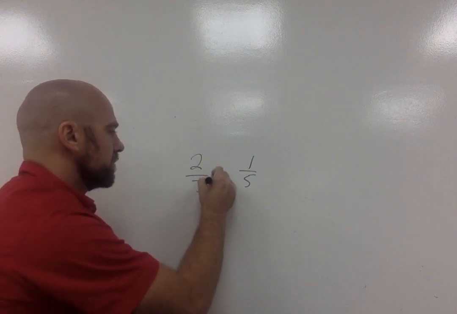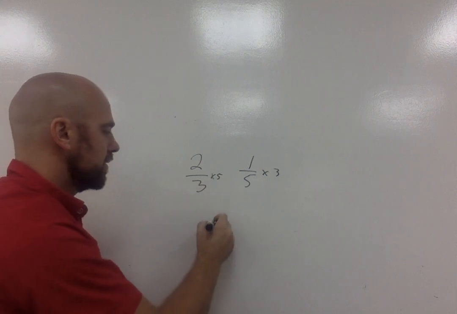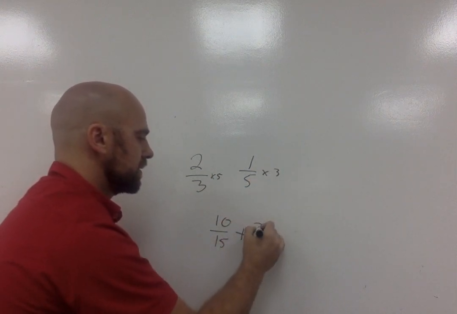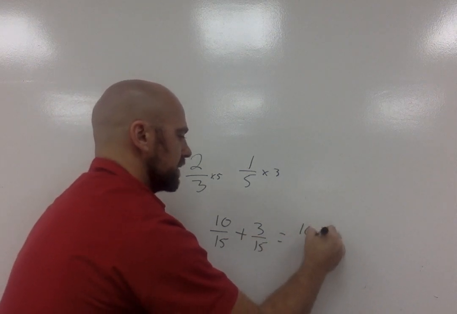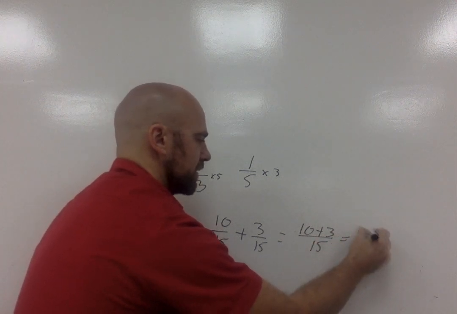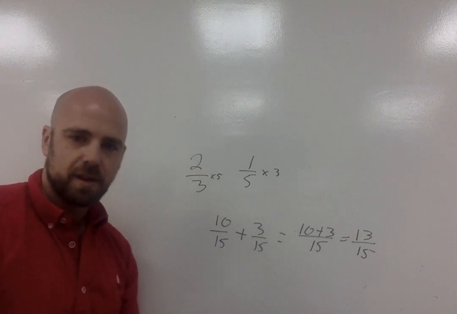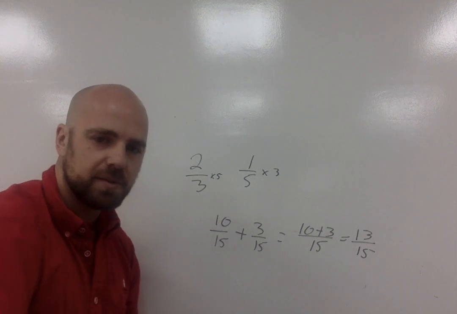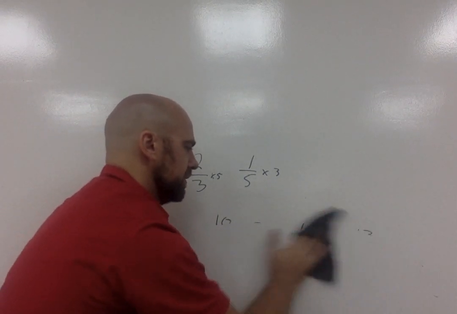So I'm going to multiply both of these by 5 and both of these by 3. So I end up getting 10 over 15 plus 3 over 15, which is the same as saying 10 plus 3 over 15, and my answer here is 13 over 15. All right. So that's one way to do this one. The number line example that we'll do.